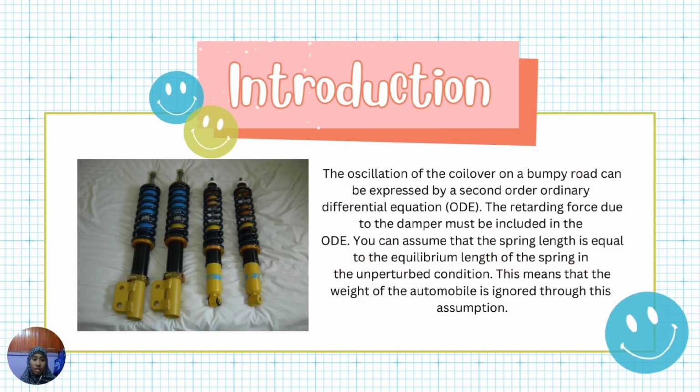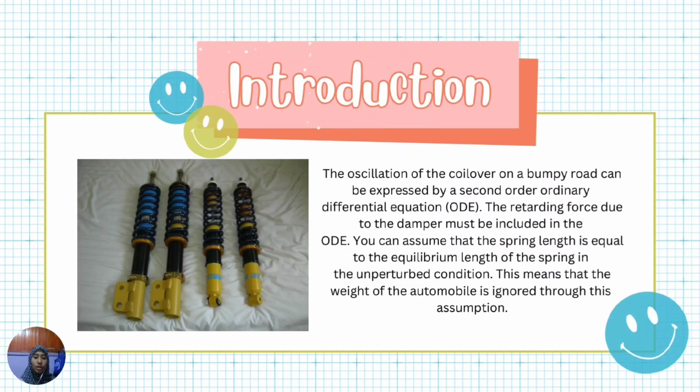So for introduction, the oscillation of the coilover on a bumpy road can be expressed by a second-order ordinary differential equation (ODE). The retarding force due to the damper must be included in the ODE. You can assume that the spring length is equal to the equilibrium length of the spring in the unperturbed condition. This means that the weight of the automobile is ignored through this assumption.